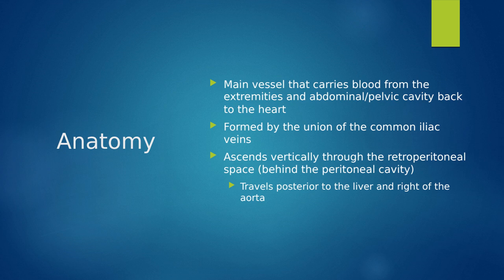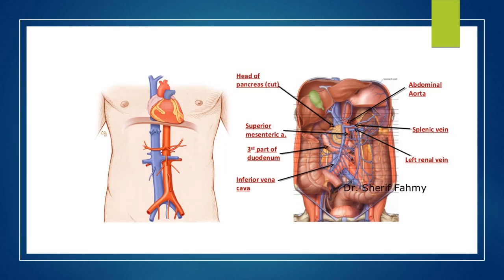Now that IVC is going to travel vertically upwards through our abdomen. It's going to be behind the peritoneal cavity, right? So go back to that very first picture with our cross-axis view of the peritoneal cavity. It's going to travel behind it, posterior to the liver and on the right side of the aorta, and it's going to enter back into the atrium of the heart. So it's a little bit backwards. It's following the opposite pathway of our aorta. On the left-hand side, we see left and right iliac veins joined together in the pelvis to form the IVC.